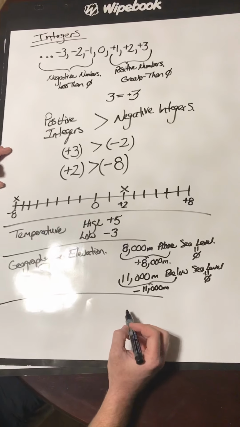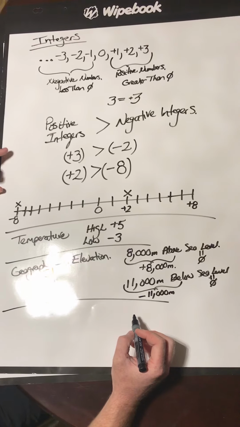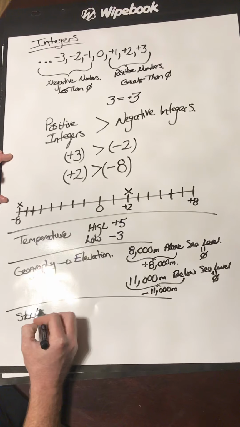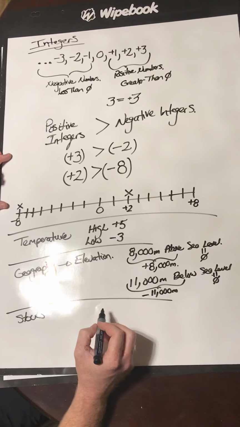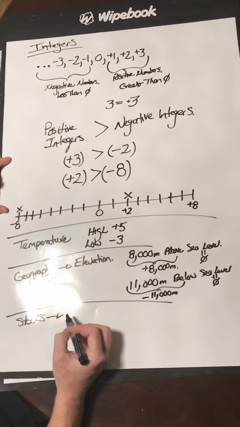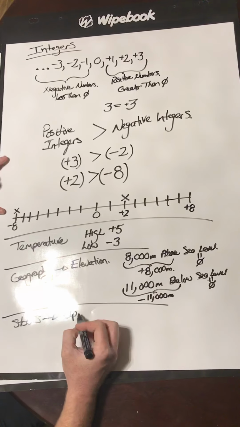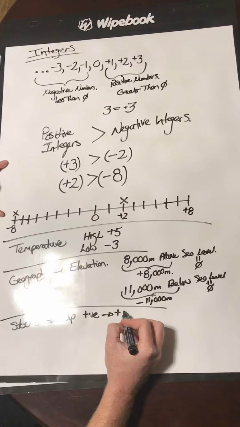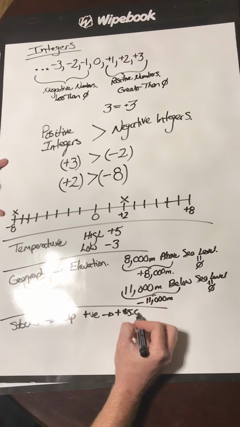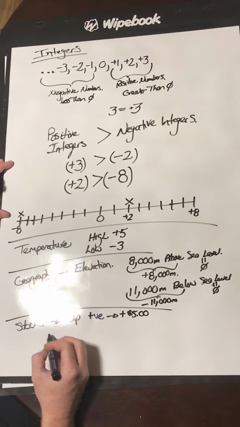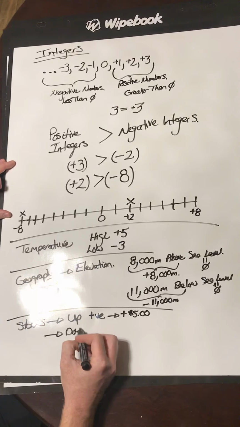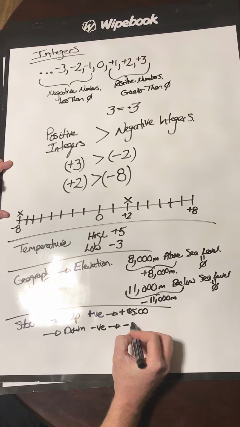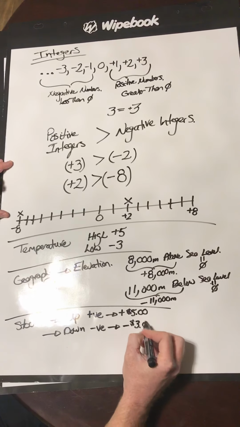Another place we hear about it, and some of you are interested in this, is stocks. There's lots of news about stocks these days. If a stock is moving up, it's moving in a positive direction, so it moved up $5. If a stock is moving down, that's a negative, so it went down $3, or it went negative $3.